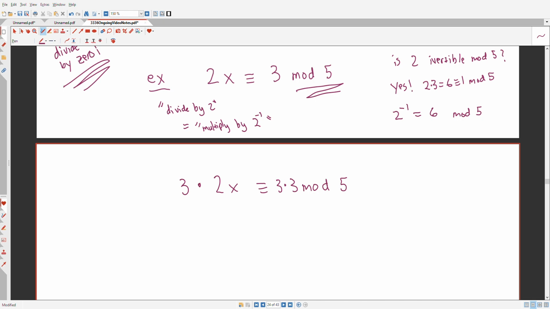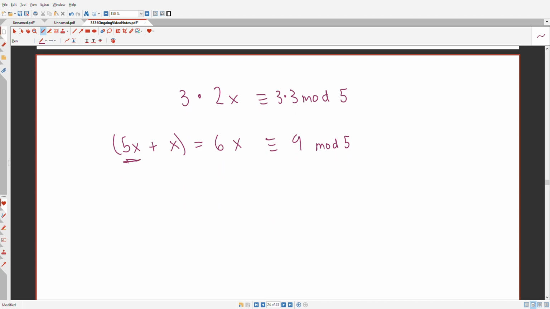is 3. So 3 times 2x, really you could write that as a 6x if you wanted, and that should be congruent to 9 mod 5. But here's the thing, 3 times 2, that's a 6. If you write what 6x is, that's a 5x plus 1x. And what is this part? What is 5x mod 5? Well, that's going to be 0, right? Because it's a multiple of 5. So 6x mod 5, 6x is already congruent to just x mod 5.